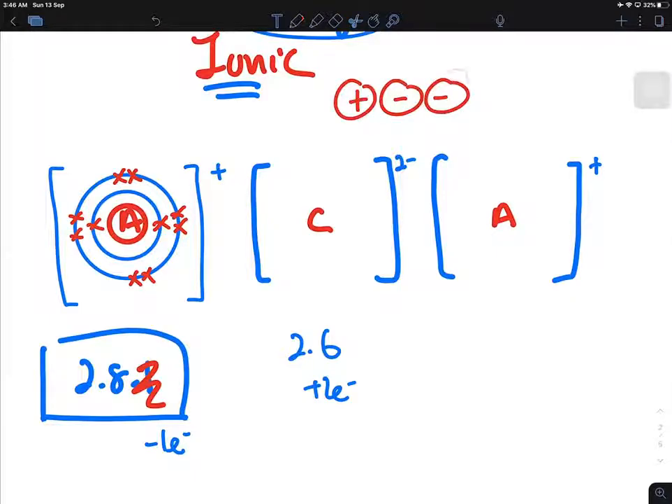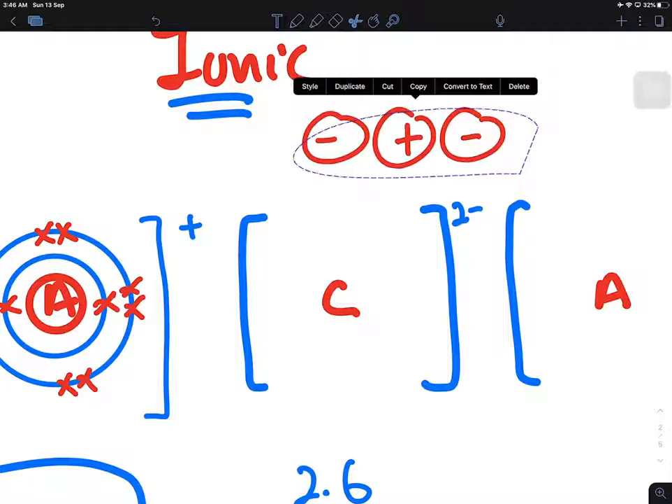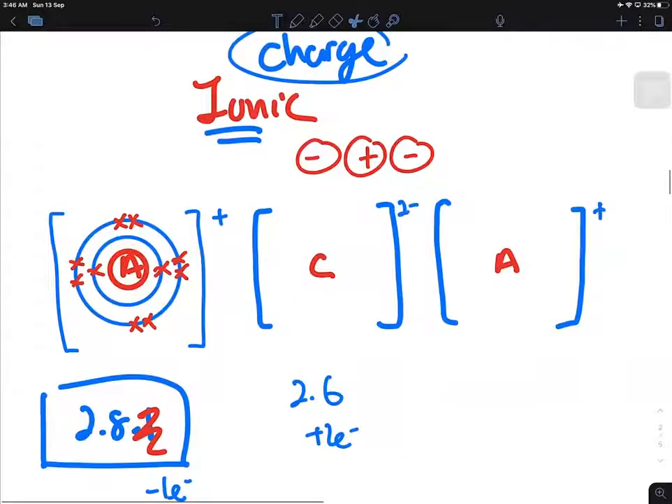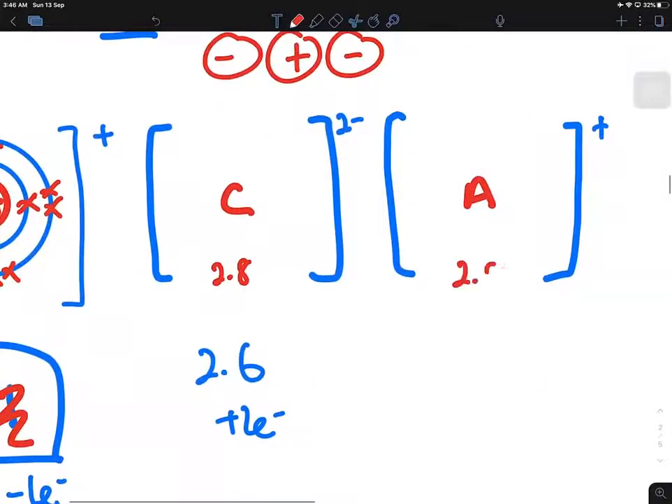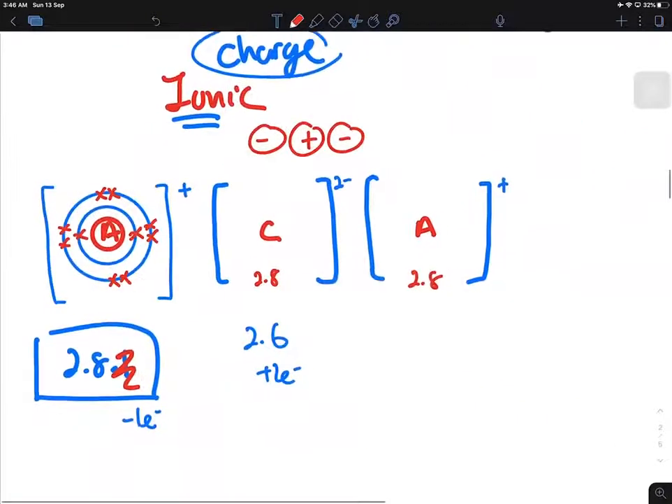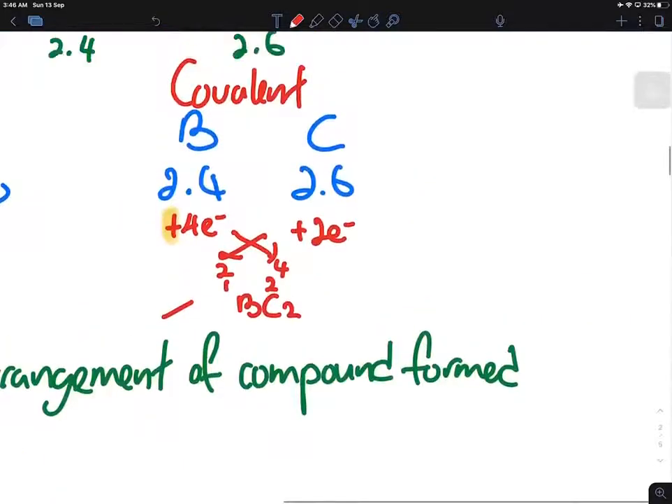Then you put it to the other side. Negative, positive, negative. As long as the charges are opposite to each other, then they will be attracted together. So just like that. So remember, this one you should draw 2, 8. This one draw 2, 8 as well. So this is how you draw an ionic compound. Remember, bracket and charge. As for the covalent compound, BC2.